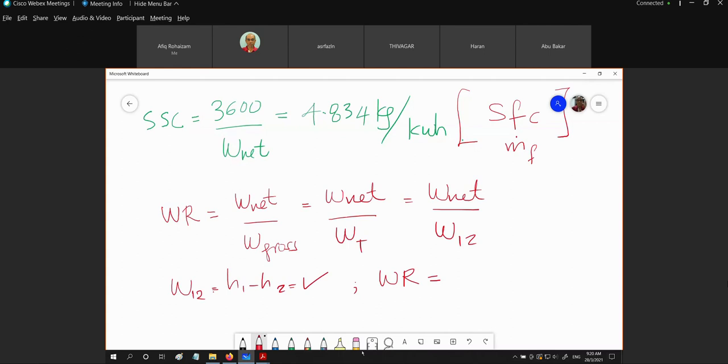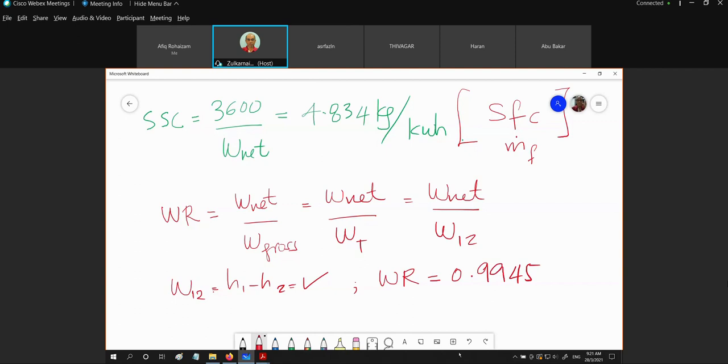So, how much is that? 0.9945. Sir, 0.9945. Yes, because your W net is about the same. Because your W net is equal to the W turbine minus W pump. The pump work is only 3.99, very small. You see? That's why sometimes for steam power plant we don't ask the work ratio because it's about one. When you neglect your pump work.